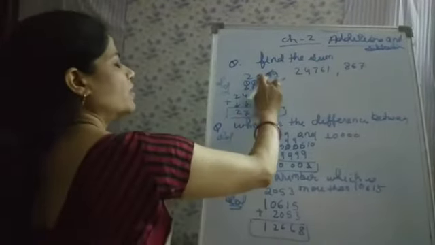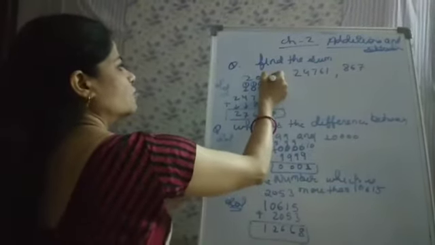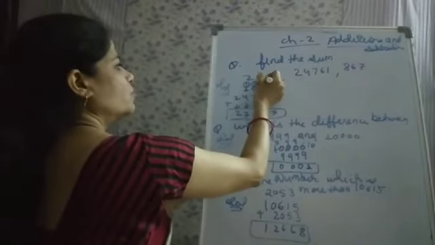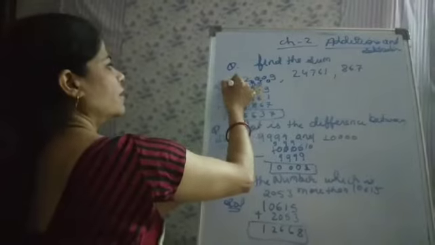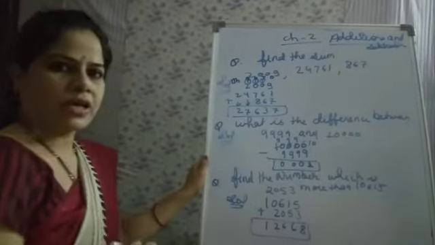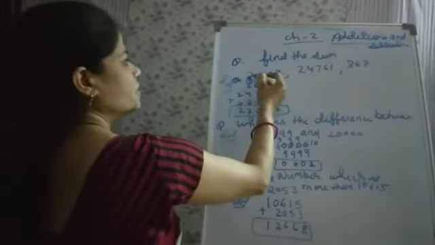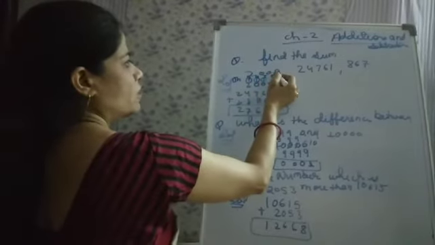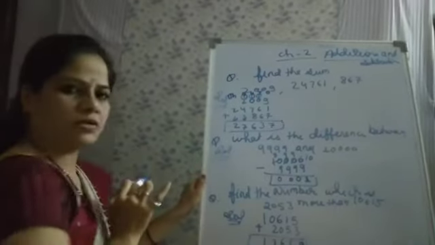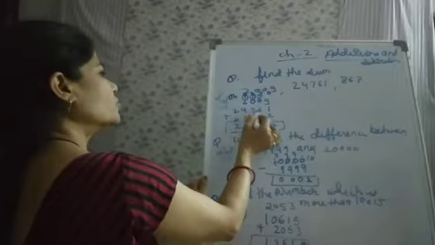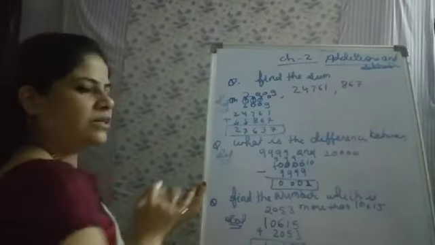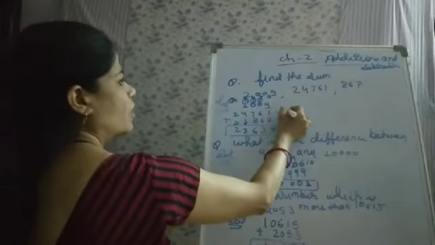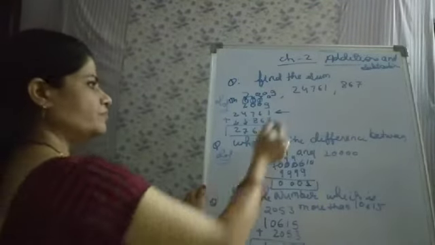So first you have to arrange all these numbers in columns. So first you have to write the places up to 10,000. Ones, tens, hundreds, thousands and ten thousands. Okay, then you have to arrange the first number. The first number is 2009. So write 2009. Then 24,761 and then at last write 867. Now you have to add from the right side.